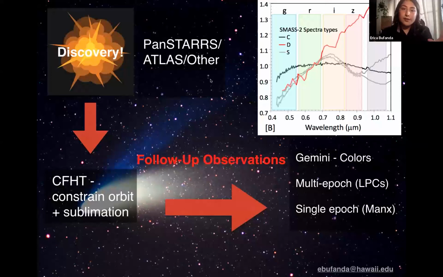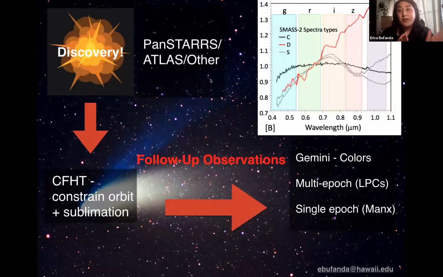And so usually the sequence of events goes that once a comet is discovered by an all-sky survey, and for reference, approximately 30 comets are discovered per year, or LPCs specifically, then I have a program set up at the Canada-France-Hawaii Telescope where I conduct calculated follow-up observations in order to constrain their orbits as well as predict their brightness over time.